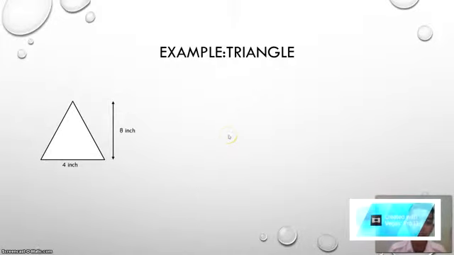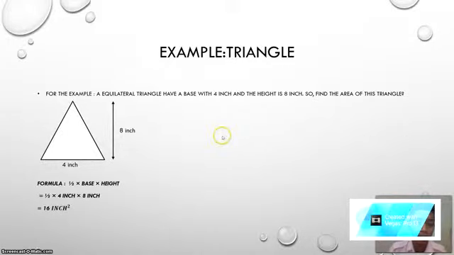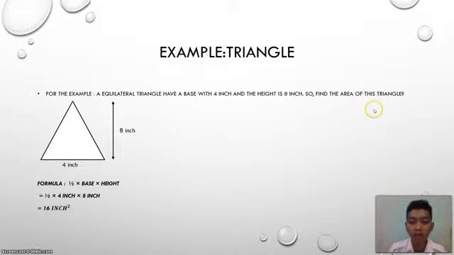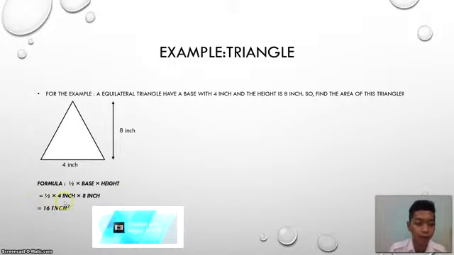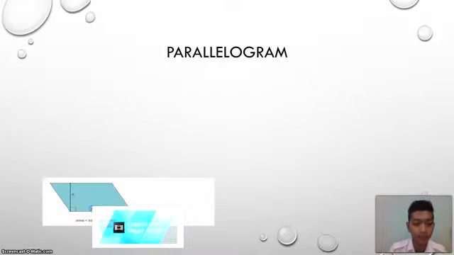Let's see the example of this triangle. For example, an equilateral triangle has a base of 4 inch and the height is 8 inch. Find the area of this triangle. We can see the figure. The base is 4 inch and the height is 8 inch. Using the formula half times base times height, half times 4 inch, which is the base, times the height, which is 8 inch. So we get 16 inch squared.